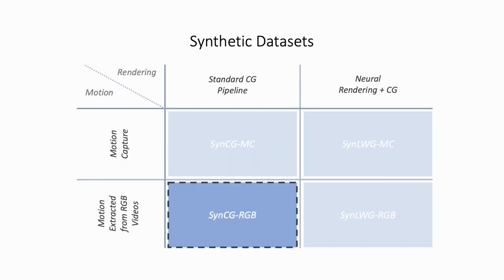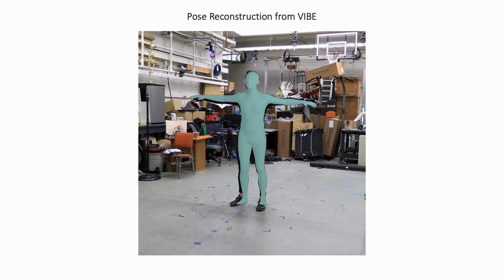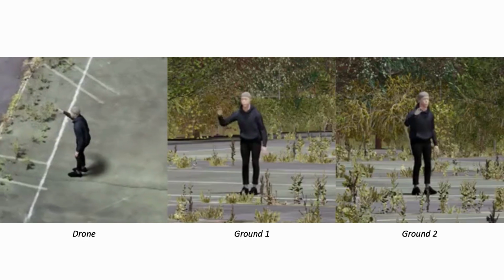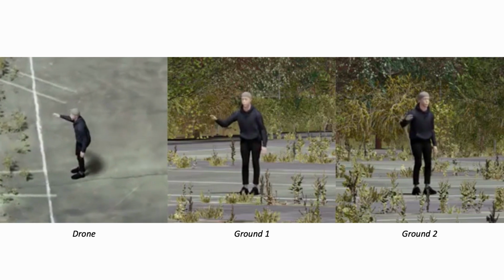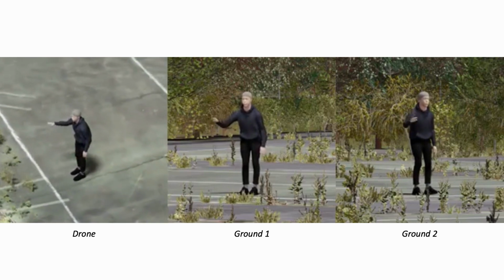The final dataset is generated from the motions extracted from RGB videos combined with the standard CG pipeline. We used a post-reconstruction model called VIBE to reconstruct the 3D motions from 2D videos. This is an example of what the synthetic CG-RGB data looks like.